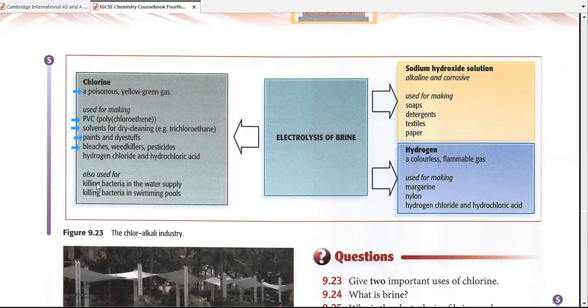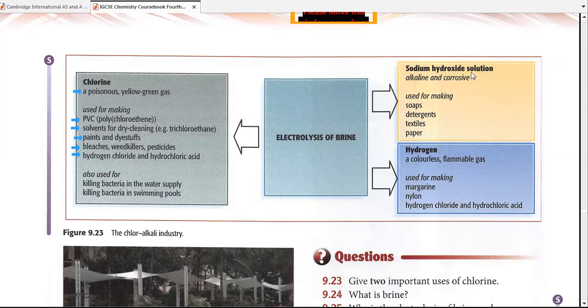All right. Hydrogen chloride, HCl, when dissolved in water, this gas becomes hydrochloric acid. So both hydrogen chloride and hydrochloric acid, this is the difference that we clarified back in chapter number 5. I hope you remember that. And killing bacteria in water supply and swimming pools. Okay? That would be the uses of chlorine.